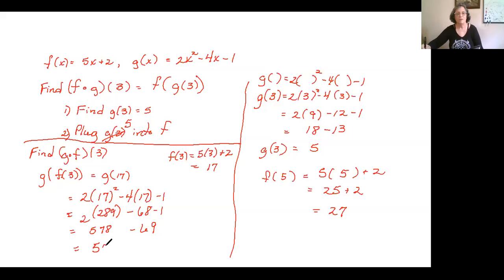Sorry, a few technical problems there. So 578 minus 69 is 509. So f of g of 3 was 27. G of f of 3 is 509. It's normal that they are not going to come out the same.